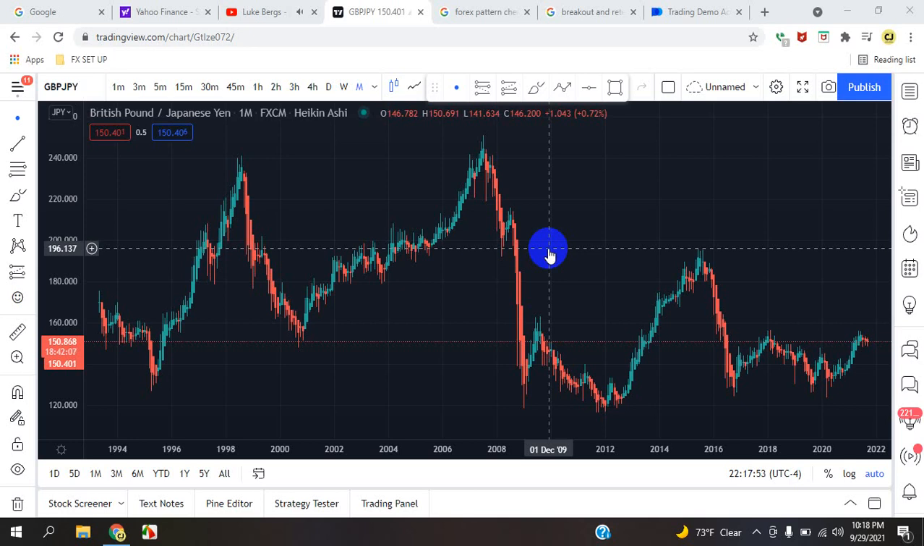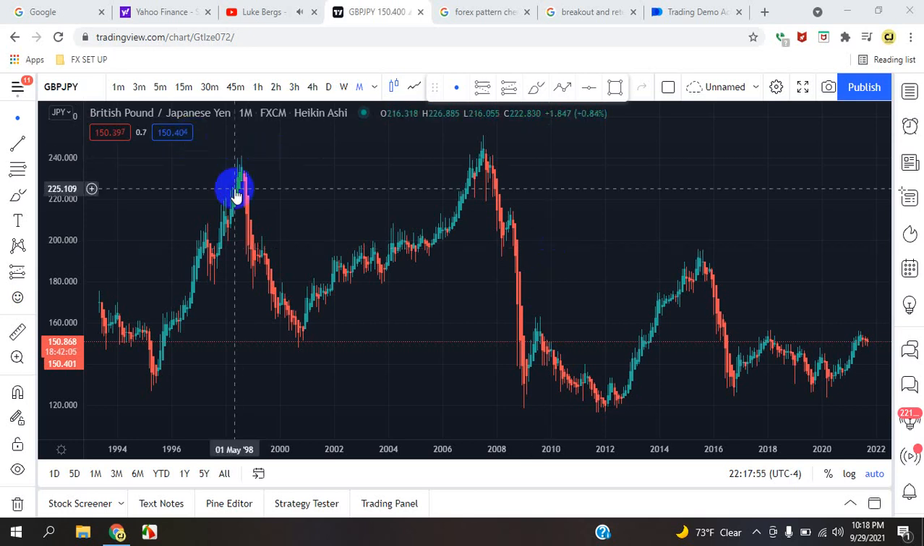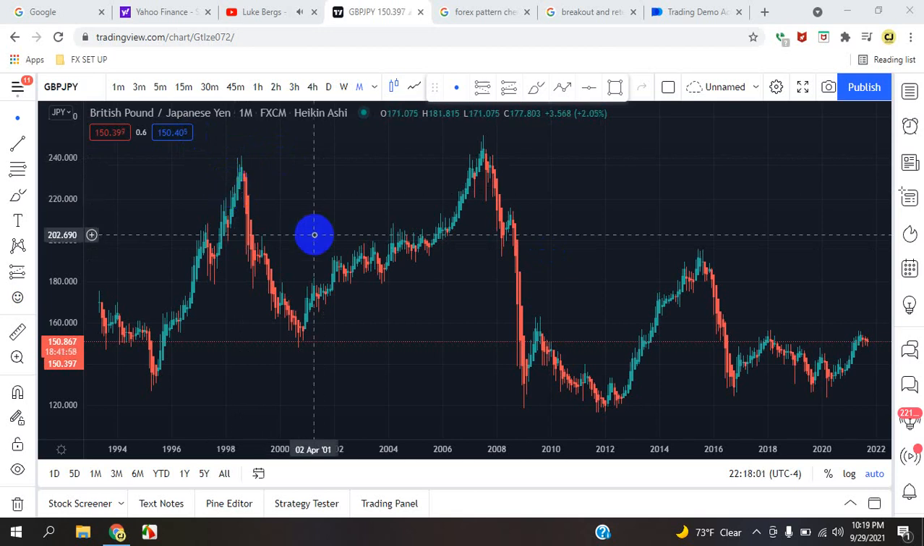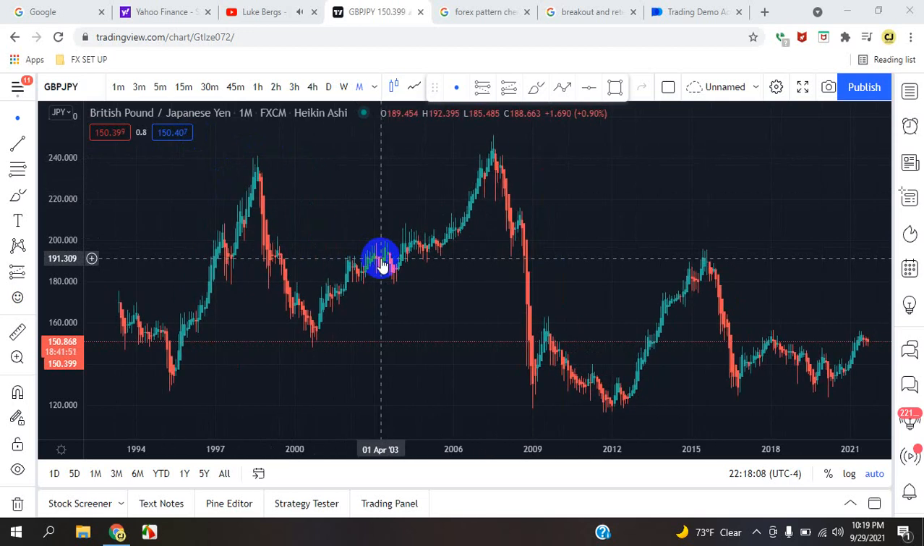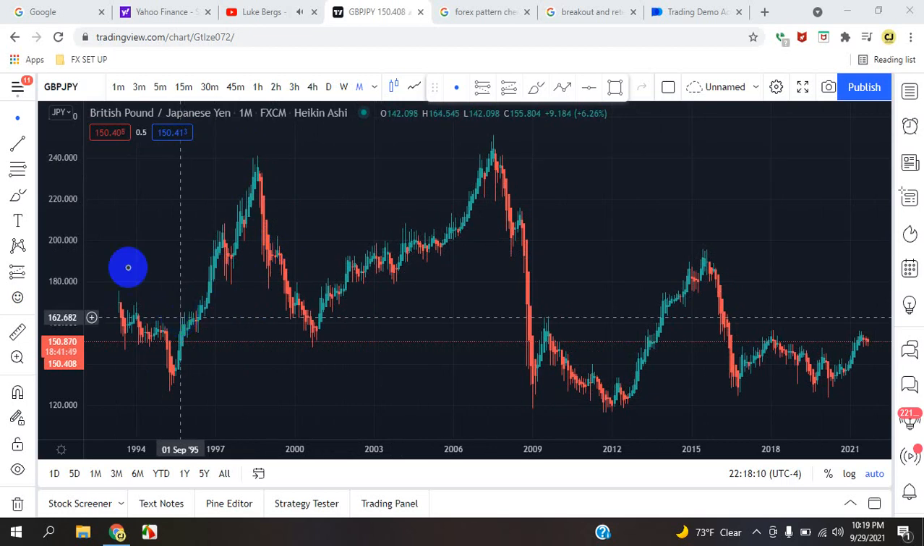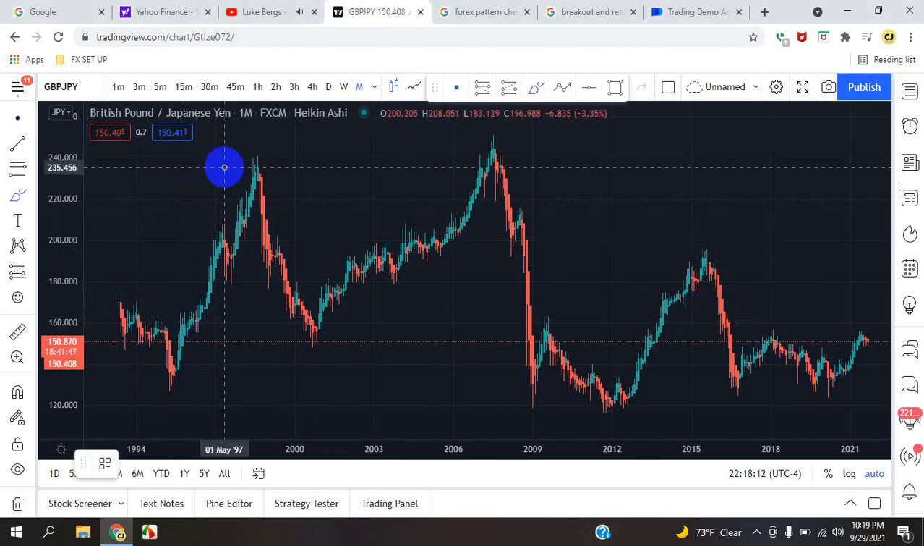We are here running the levels, looking for market structure and patterns. Okay, guys, we are marking up GBP/JPY. We are looking for patterns in the market. We're going to stay on a monthly time frame. So let's break down these charts and see what's going on.